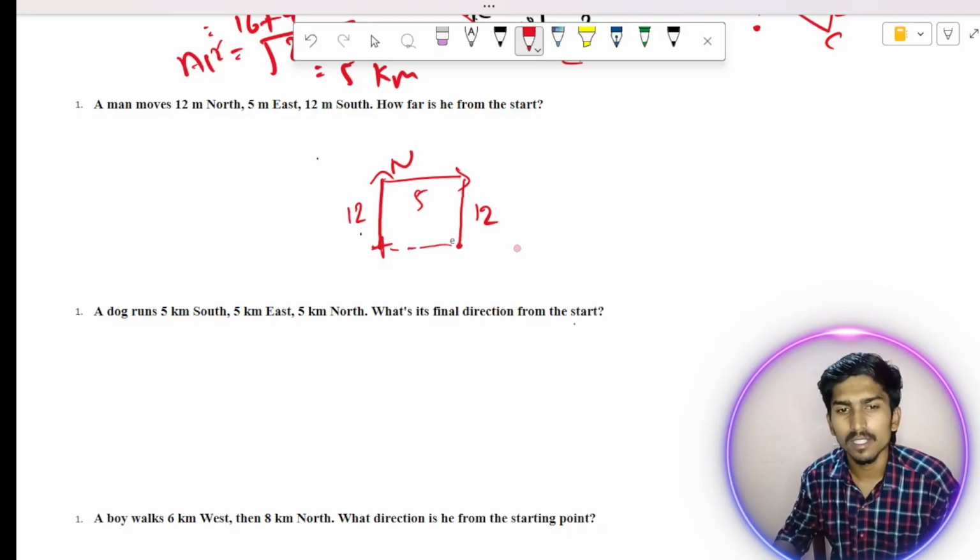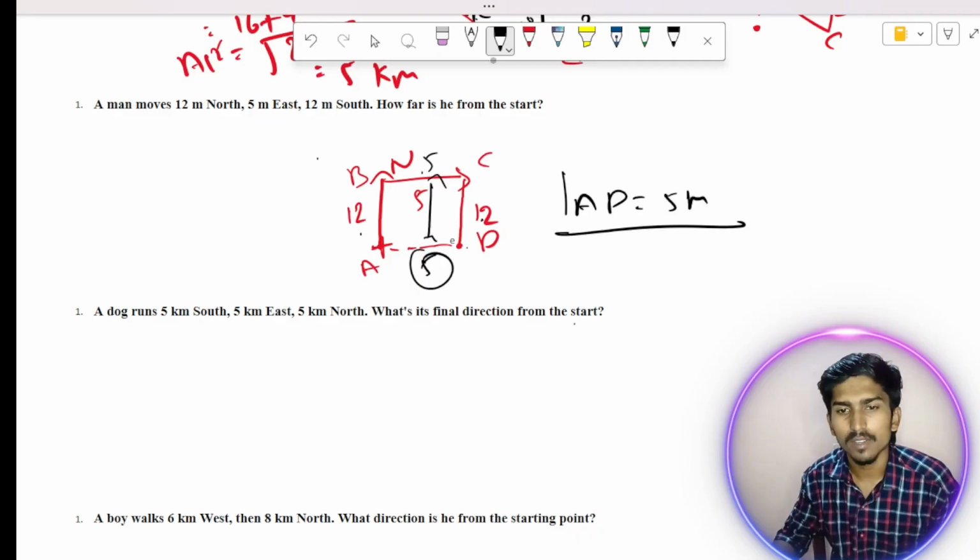How far? See, this is a rectangle A, B, C, D. How far is he from A to D? See, opposite sides are same, 12 and 12. Then these opposite sides will also be the same. If this is 5, this is also 5. So AD is 5 kilometer, sorry, 5 meters. So the answer is 5 meters is the distance from the starting point.